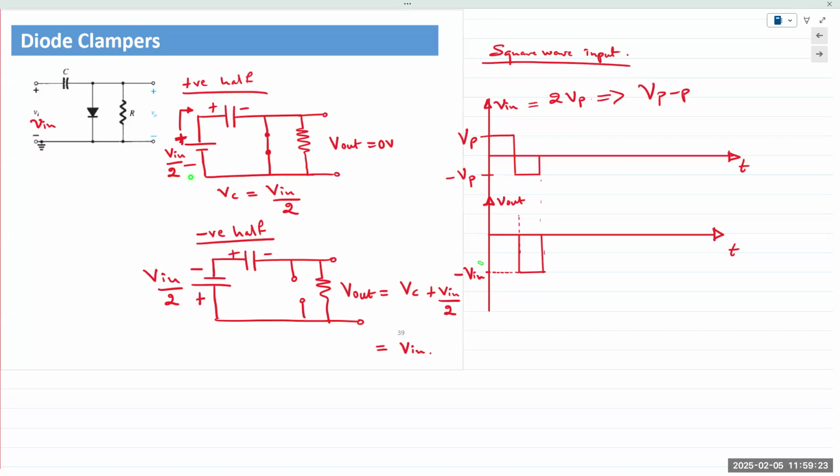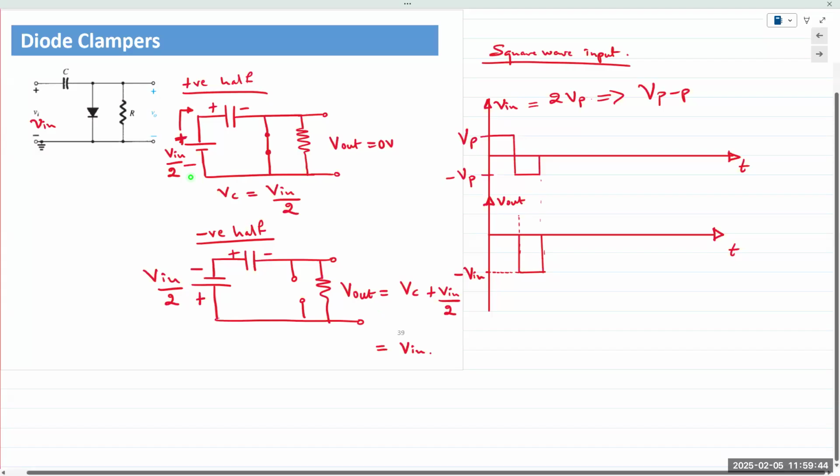And so your voltage is now clamped at V in. Voltage is clamped at V in, yes. No, the output, sorry. Not capacitor voltage, output. Output is VC plus your supply voltage.